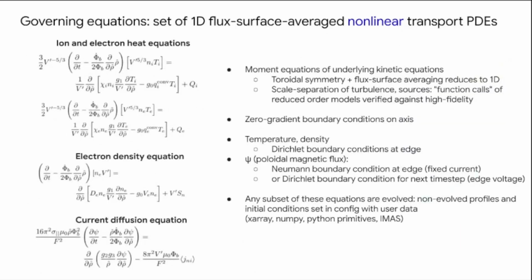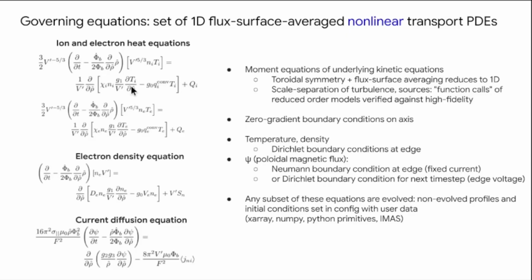Just one quick word on the governing equations. I'm not going to go through everything, but just to show what I mean by these coupled 1D PDEs: the ion and electron heat equations, electron density equation, current diffusion equation. These are flux surface averaged equations, so you get all these geometric coefficients from the plasma equilibrium, which comes from outside.